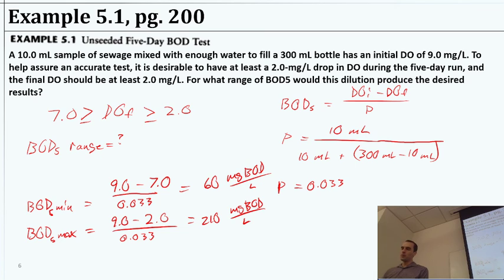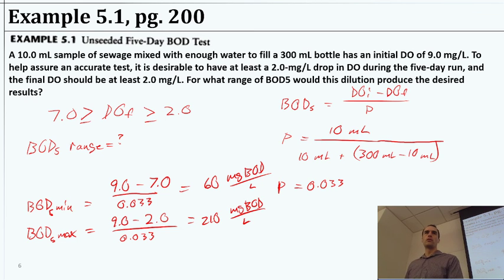So we need at least a 2 milligram per liter drop and at least 2 milligrams per liter as the final value. So we have some confined range where we have to be between those two spots. And so the question's asking for what range of BOD this dilution would produce the desired results. So given that, we've got this little problem. It's solved here. Just take a look at that, maybe work it on your own, and then take a look at the solutions. I'm going to pass through it.